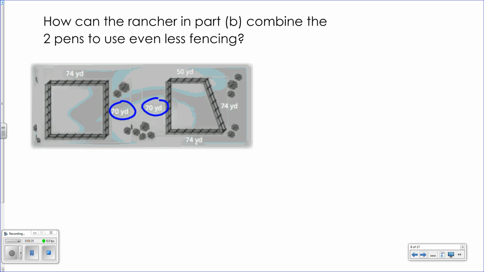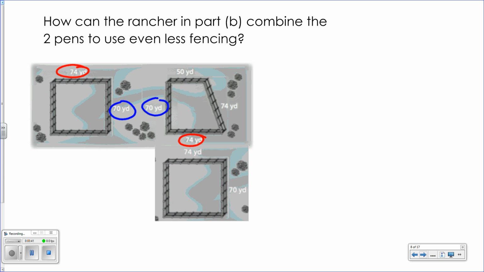Okay, one way you may have noticed is that up on top here we have one that's 74, and on the bottom we have one that's 74. If I were to bring this one down here and combine these two fences, we wouldn't need them. Now that would take off 74 yards instead of 70 yards on each of them. And it's going to save us 8 more yards of fencing, which is a lot of fencing. It's going to save a lot of money.